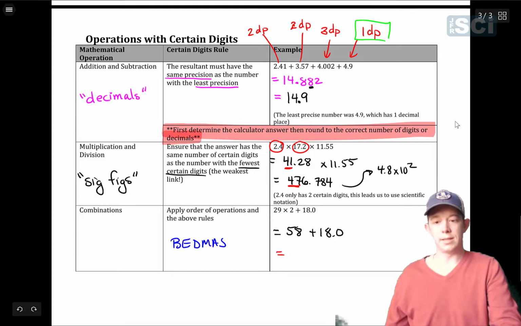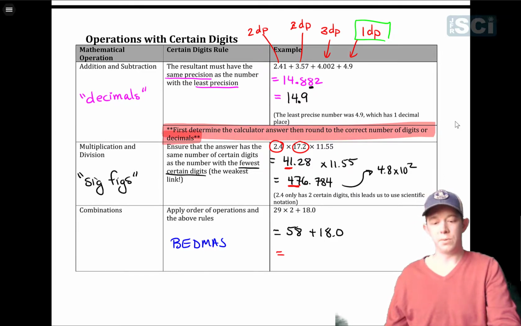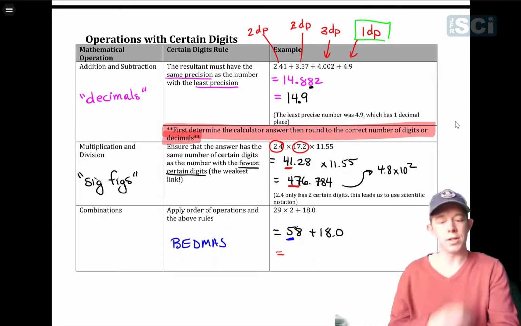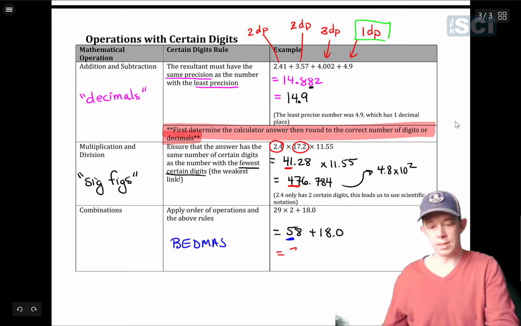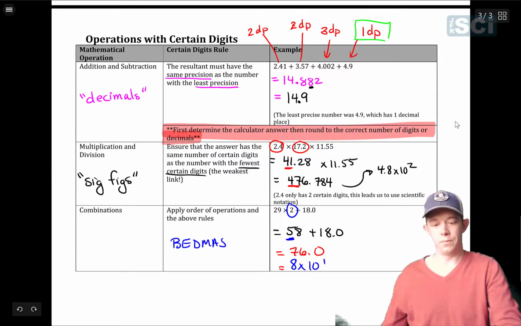I'm going to then say, all right, if I were going to round right now, this would only have 1 sig fig. I would have to round it to 60, or 6 times 10 to the 1. Right? But I'm not going to round midway through my answer. I'm going to carry every digit until my last answer, which means that my addition here becomes 76.0. And because I can only report 1 sig fig, this becomes 8 times 10 to the 1.